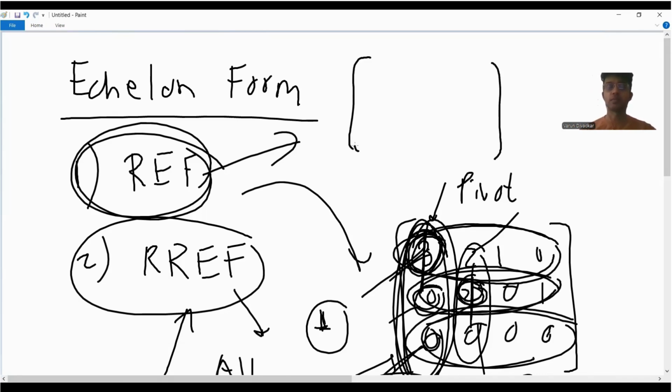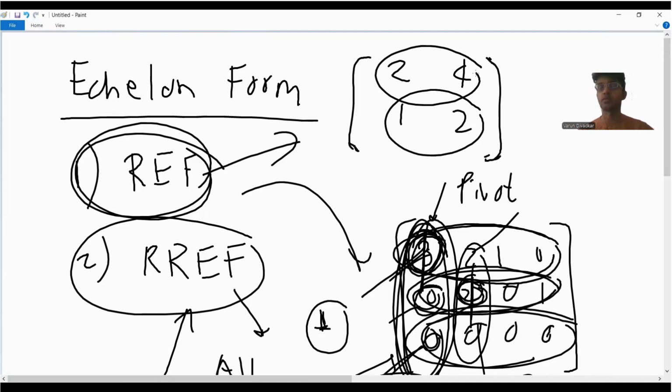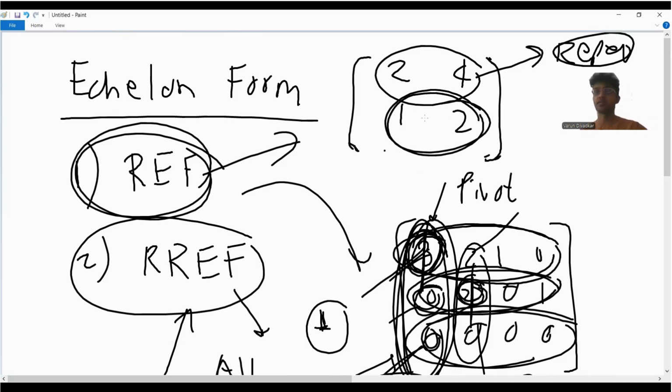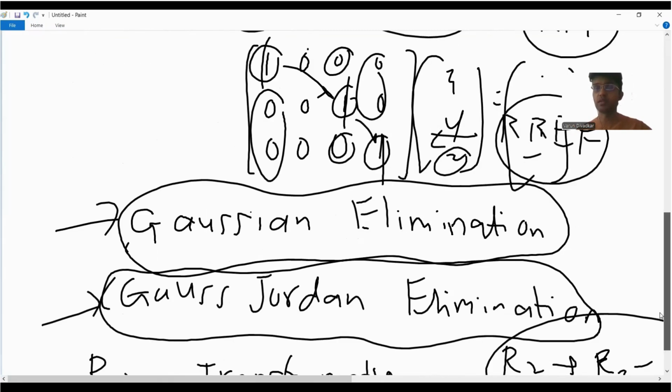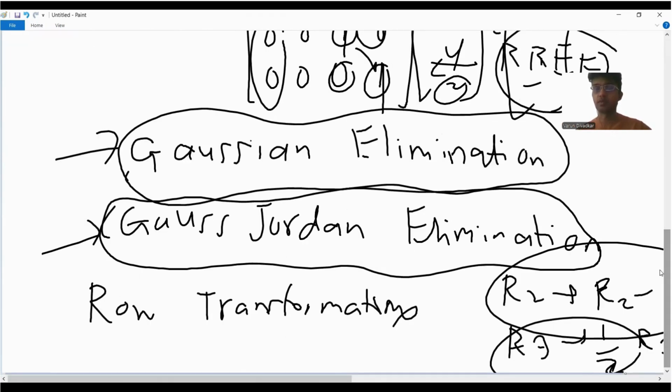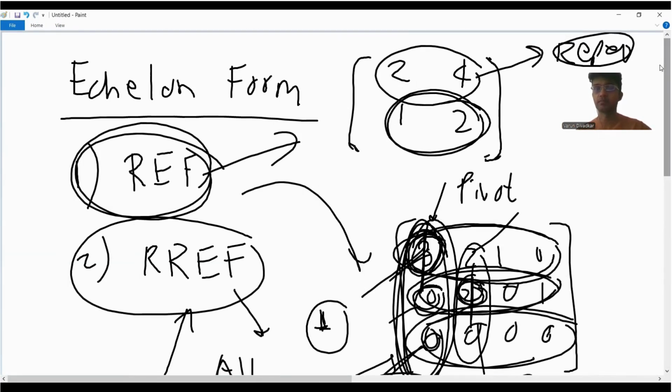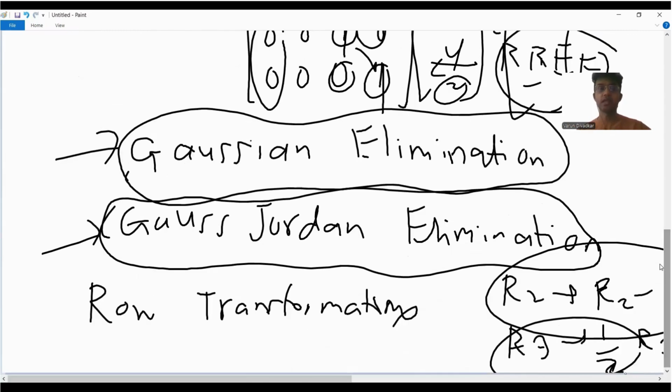Like if you want to have an echelon form, or a reduced row echelon form, suppose 2, 4, and then 1, 2. So you see, this is like x plus 2y equals something, something, and this is 2x plus 4y equals something, something. So this row is nothing else but a repetition of the bottom row, right? So in this case, it is not possible to get the echelon forms that you want. So you have to just keep that in mind. Otherwise, the way to get the echelon forms is the same, the elementary row transformations, right? Whether it's Gaussian or Gauss-Jordan.